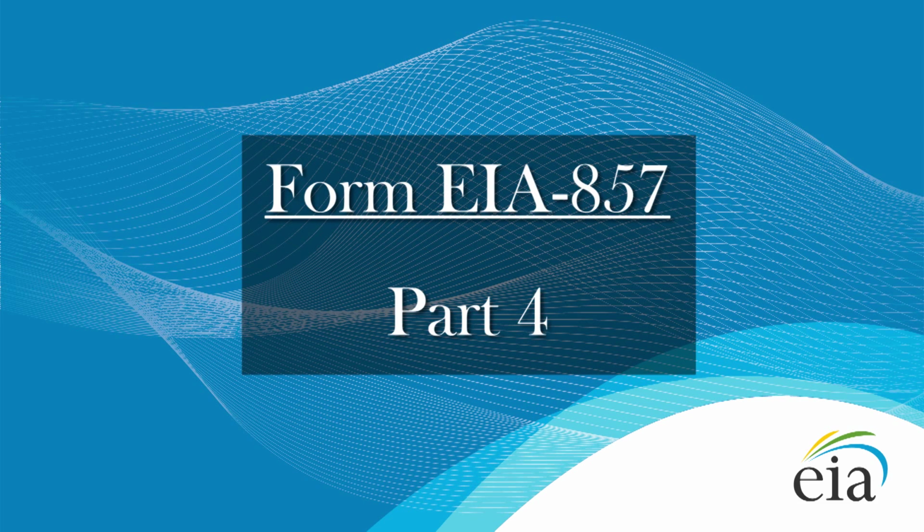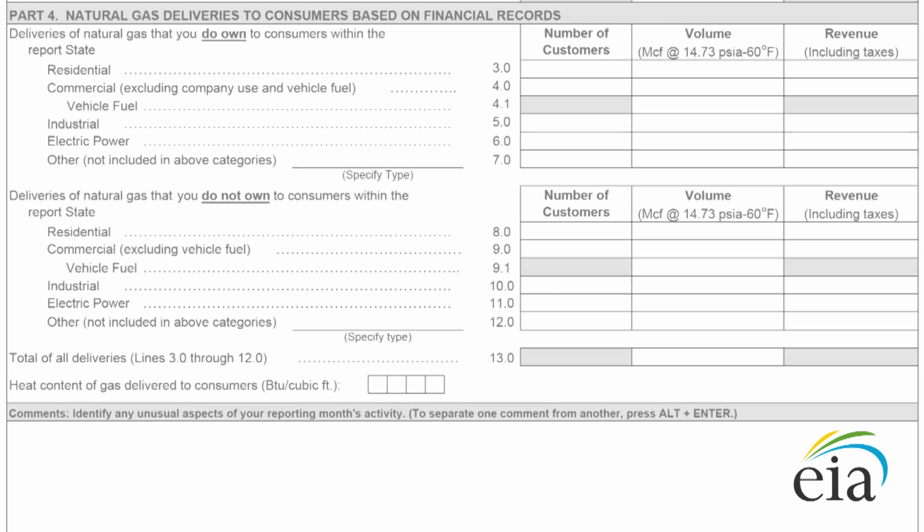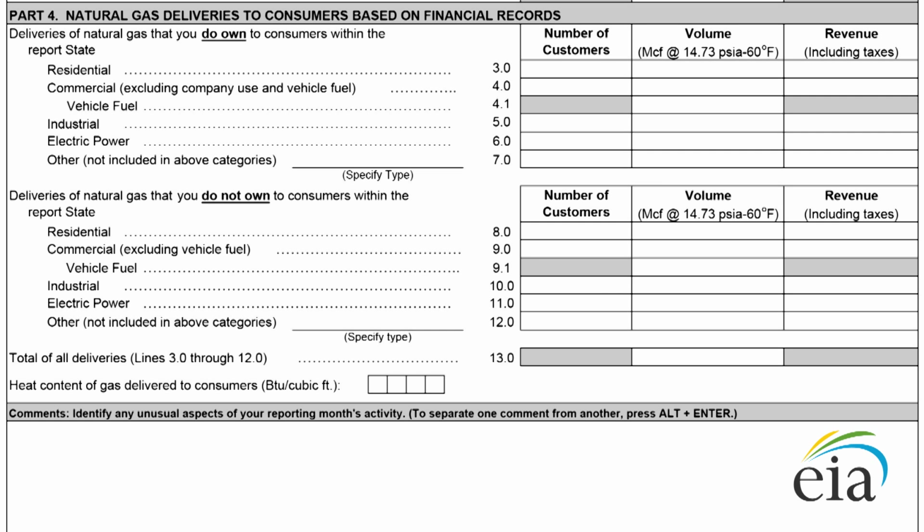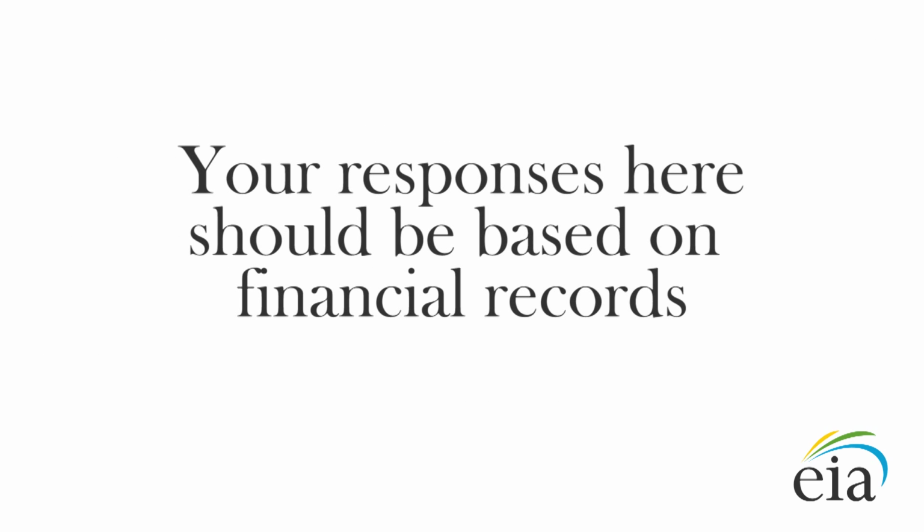Video 5, Part 4. Now, let's take a look at Part 4. This part deals with natural gas deliveries to consumers. Your responses here should be based on financial records. Here, EIA is looking for volumes of gas delivered to a particular sector of end user.